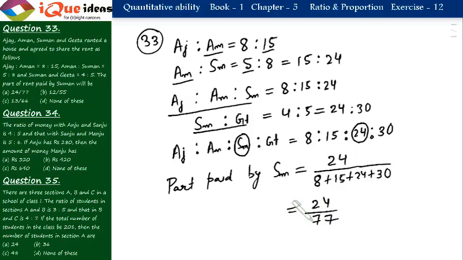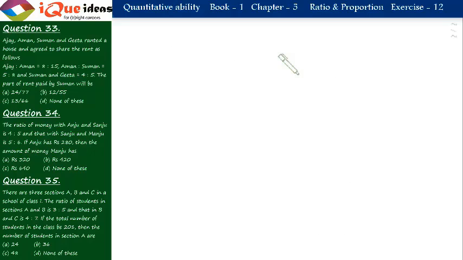That should be the answer. Right? Though it can be simplified further. No, it cannot be simplified. This is the final answer. Okay. Now the next question is on almost the same lines, question 34.